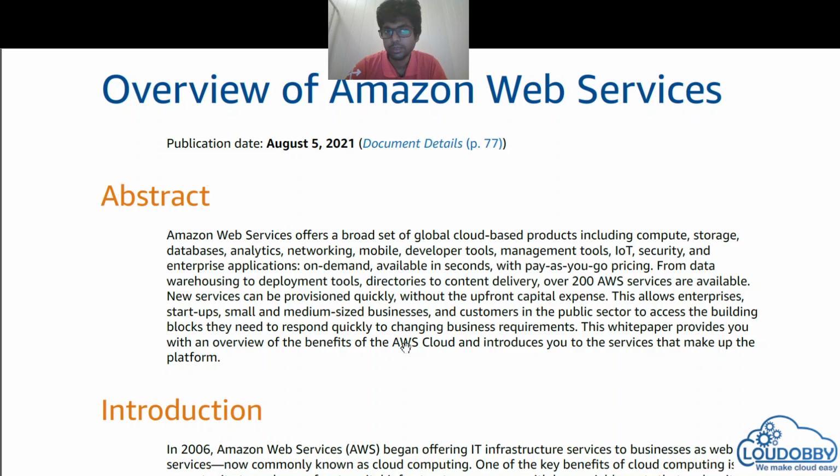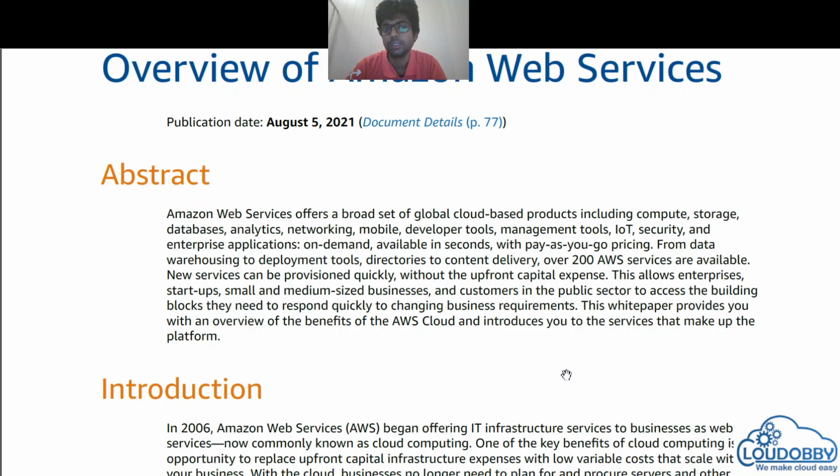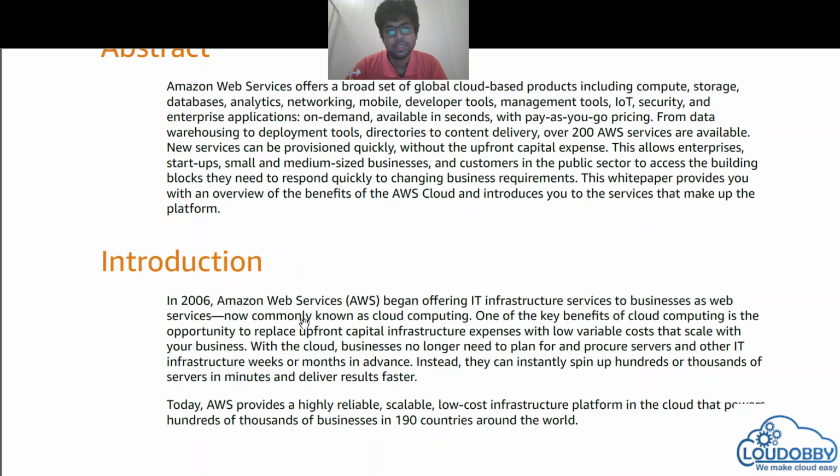So there are more than 200 services which Amazon provides, which allow startup companies, small scale companies, medium scale companies, and large scale companies to use them. To understand the introduction, Amazon began the AWS journey in 2006, offering IT infrastructure services to businesses as web services, now commonly called cloud computing. In 2006 Amazon was more into online business, so they made web services, but now it's cloud computing.